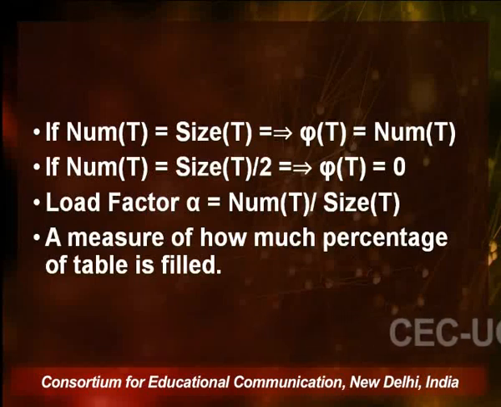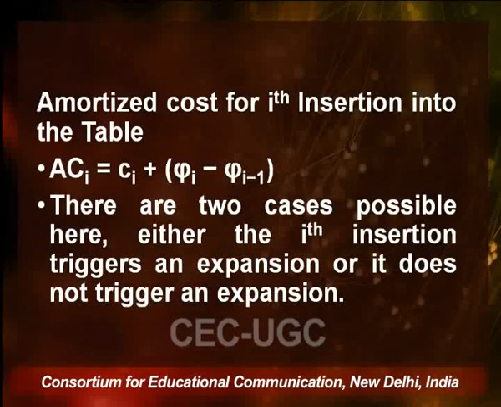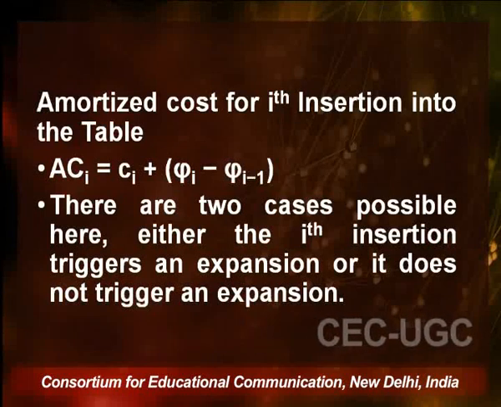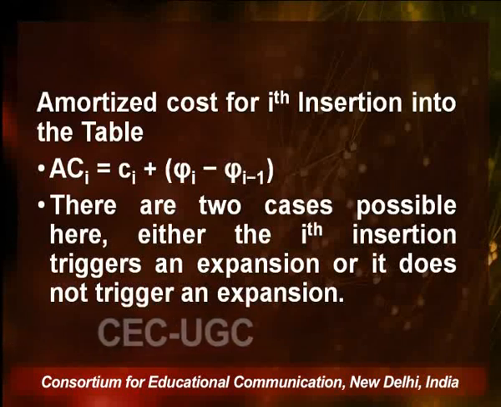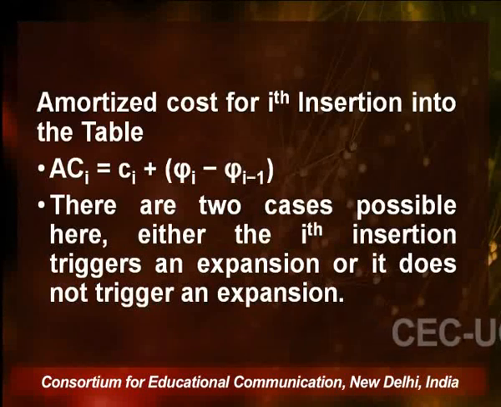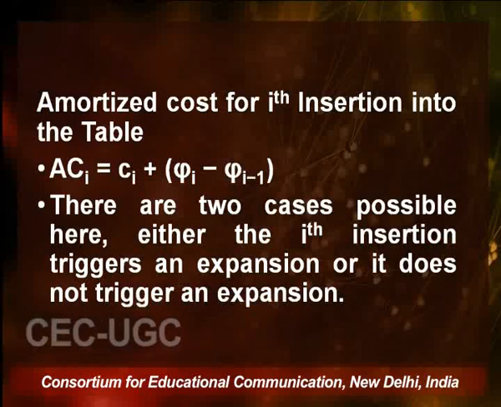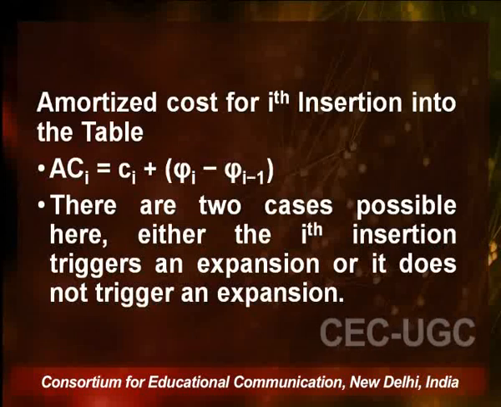So now what is next? We need to calculate the amortized cost for the ith insertion into the table. Now please understand this ith insertion is going to be categorized by two situations. Either the ith insertion is going to trigger an expansion, or it does not trigger an expansion. So there are two cases which are possible.